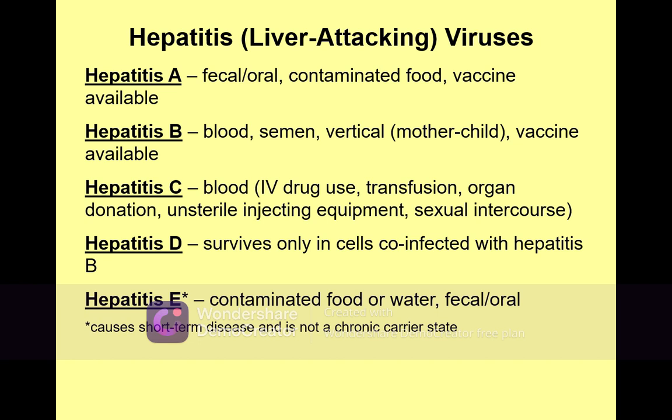And hepatitis D is actually an incomplete virus, and it survives only in cells co-infected with hepatitis B. It needs hepatitis B to go on to acute inflammation. Hepatitis E is again the fecal route, through contaminated food or water. It is not a parenteral route of transmission.